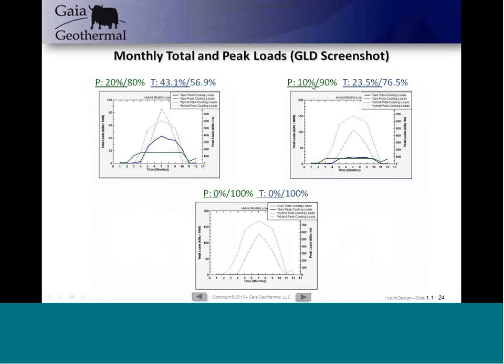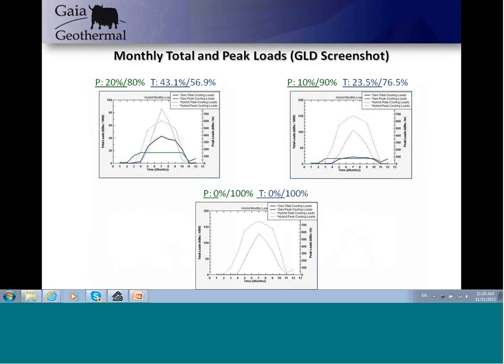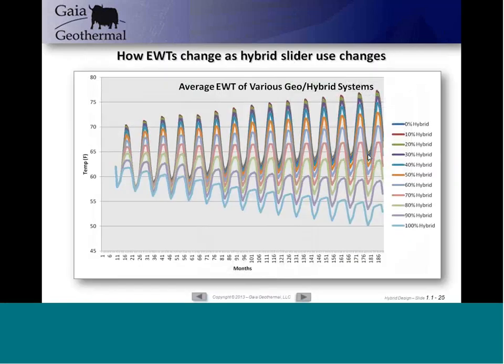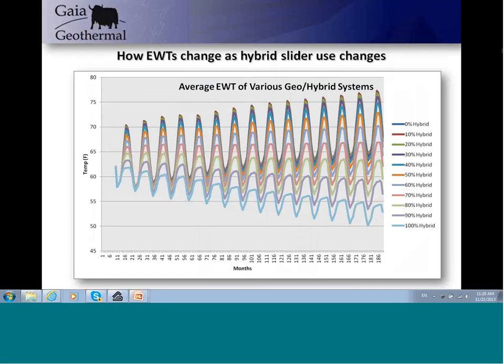Then we go to 10% geo, 90% hybrid, and we see that in this case the hybrid system's covering about three-quarters of the total load. And if we go to 100% on the slider, where geo is 0 and hybrid is 100, we see the hybrid system's covering 100% of the load. And this is kind of a graphical representation of those different slider ratios.